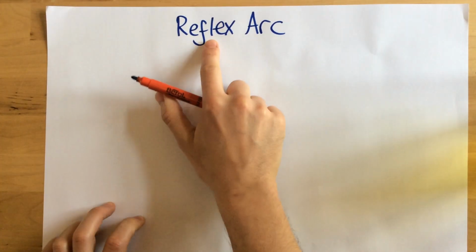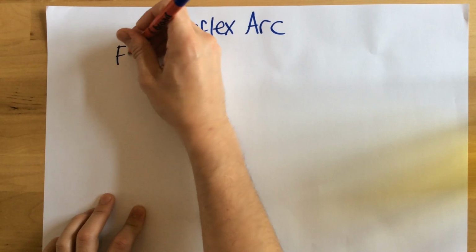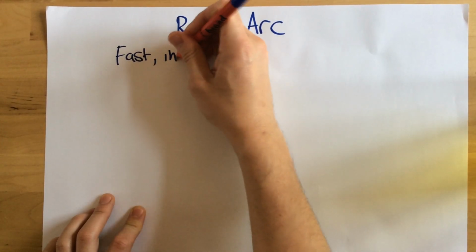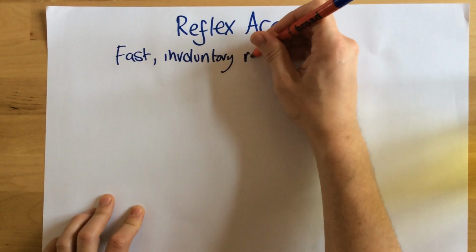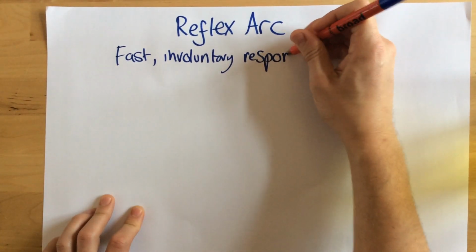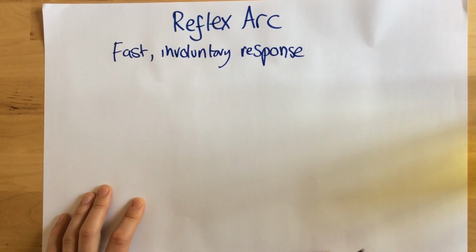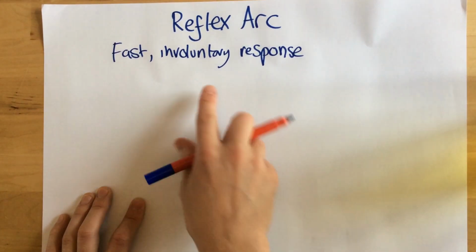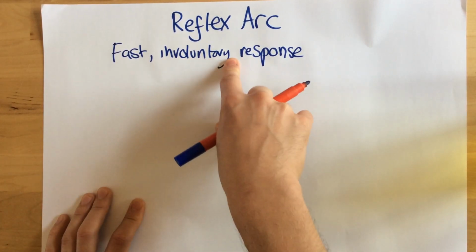Okay, today I'm going to talk to you about a reflex arc. So, all a reflex arc is, is a fast, involuntary response to a stimulus, which means that we can avoid, or hopefully avoid, damaging ourselves. So the example that we're going to look at is the involuntary response. Involuntary just meaning I'm not choosing to do it. It happens without me even thinking.